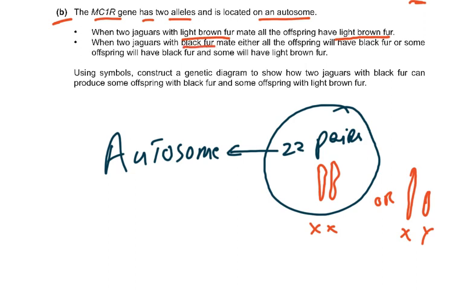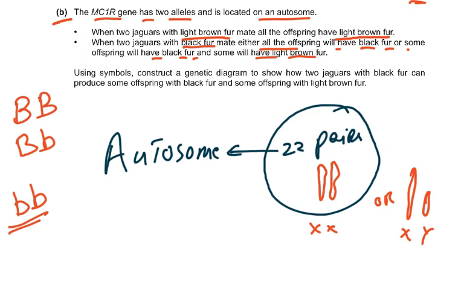When two jaguars with black fur mate, either all of the offspring will have black fur or some will have black fur and some will have white fur. So now you know black fur is the dominant allele because they can be either this or this. But when it says light brown or all are light brown, so that means that is always the recessive trait. Because if you cross a recessive with a recessive, then all the offspring are recessive. All the offspring are recessive. But if you cross a heterozygous dominant with another heterozygous dominant, then you can have some offspring which are recessive.